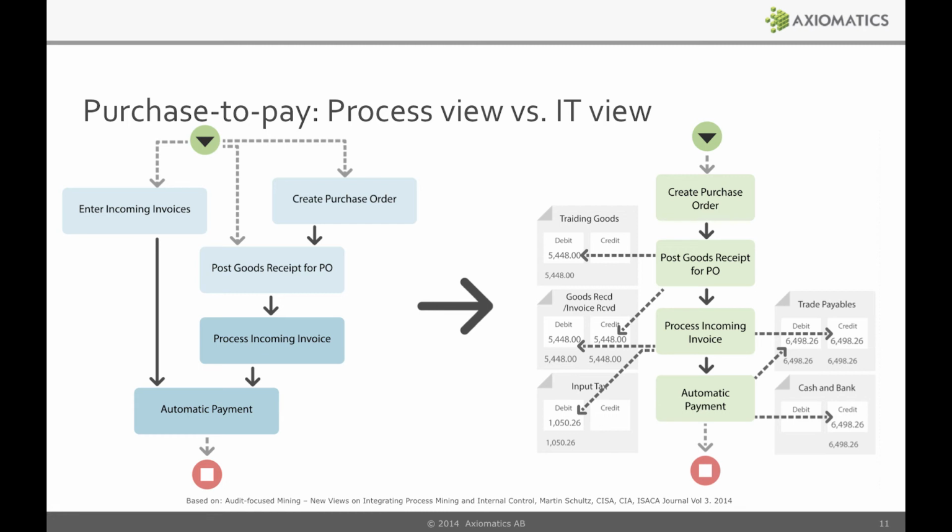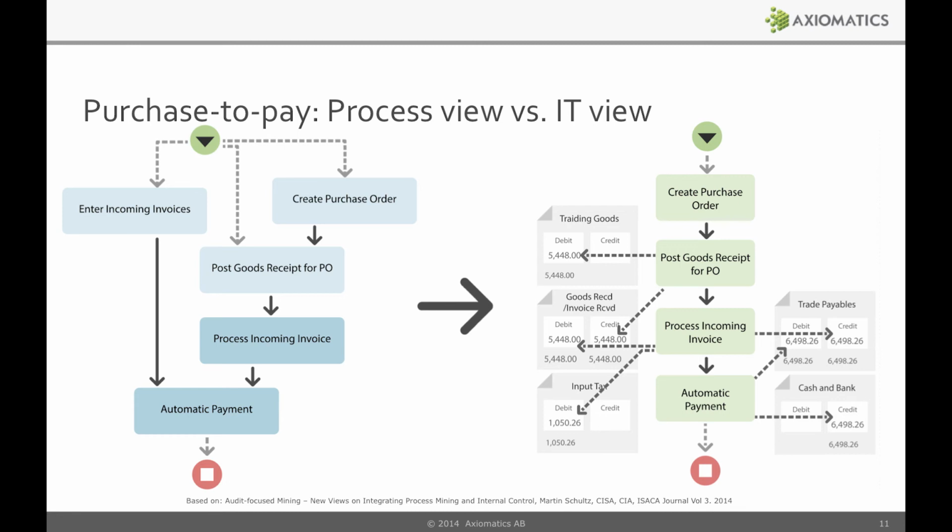So here we can see how within the ERP system, in his example, actually it is an SAP system, we can see how the purchase order is created. We post the receipt for when the goods have come in, and that of course leads then to the corresponding transactions within the ERP system. We then process the incoming invoice, and we add the taxes, and we do the automatic payment on this.